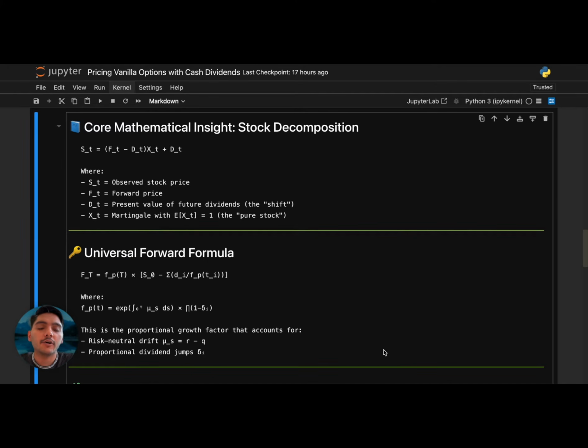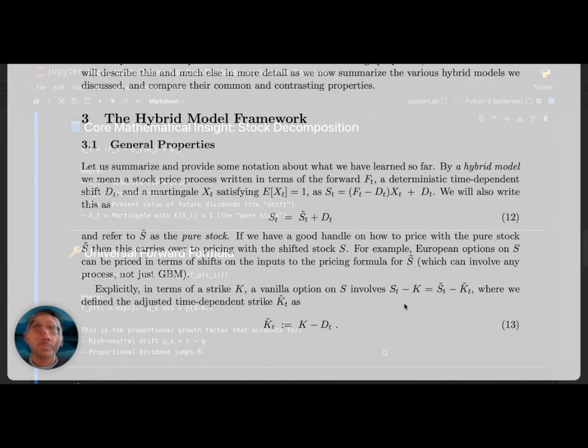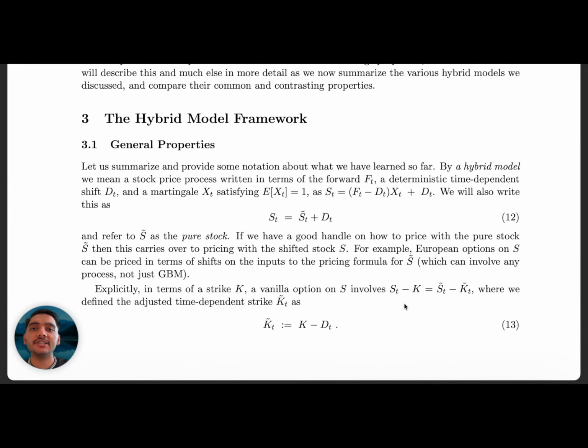The second model will be the hybrid model. The second approach is more elegant, and it's a brilliant insight. Instead of modeling the full stock price, we split it into two parts. First, a pure stock that follows geometric Brownian motion, plus a separate piece representing the present value of future dividends. So here's a brilliant insight that changed everything.